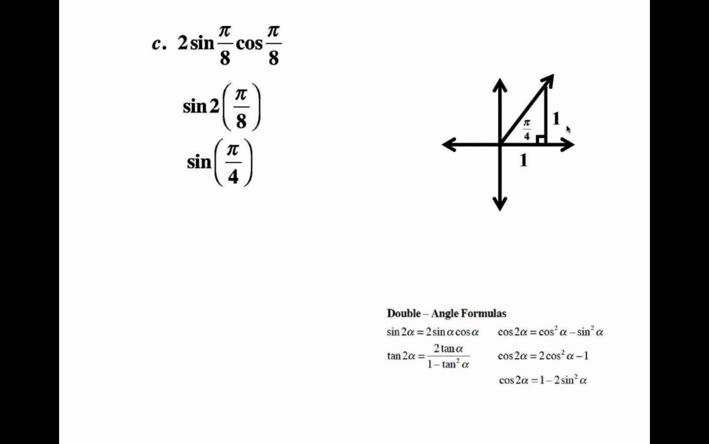The legs are equal, 1, and the hypotenuse is the square root of 2. What is the sine ratio? All right, so sine is SOH, O over H, you get 1 over root 2, and then you rationalize and get root 2 over 2.